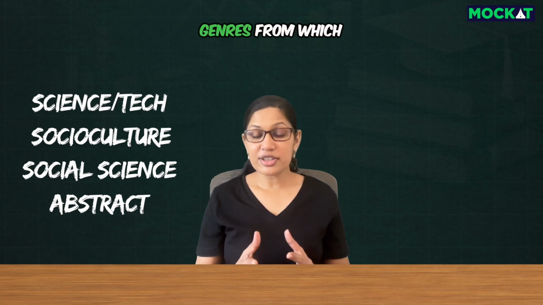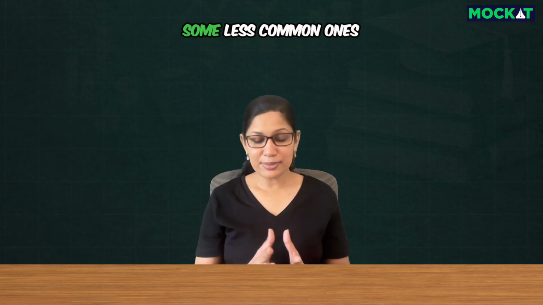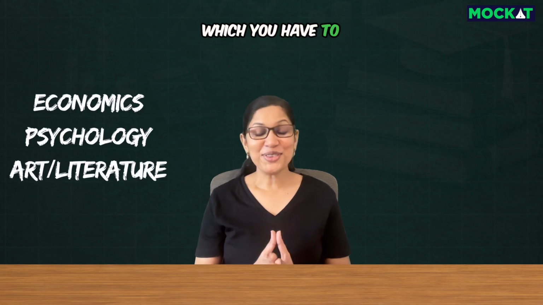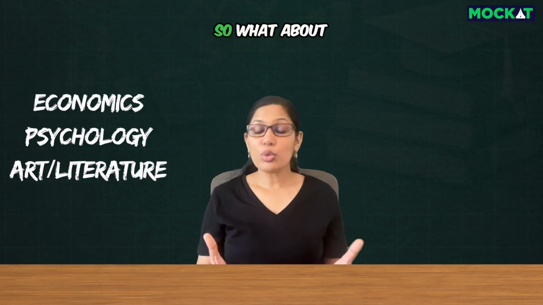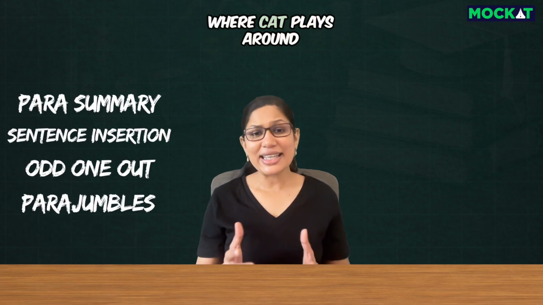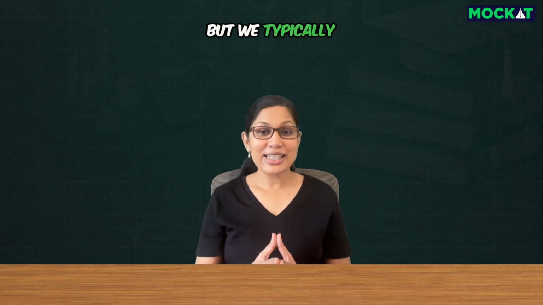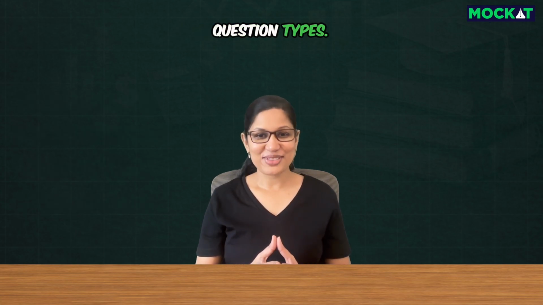There are certain genres from which we usually see one RC at least. And then there are some less common ones which you have to read next. So what about the remaining 8 questions? These are your VA questions, and this is where CAT plays around with the number or the question type, but we typically have some common question types.